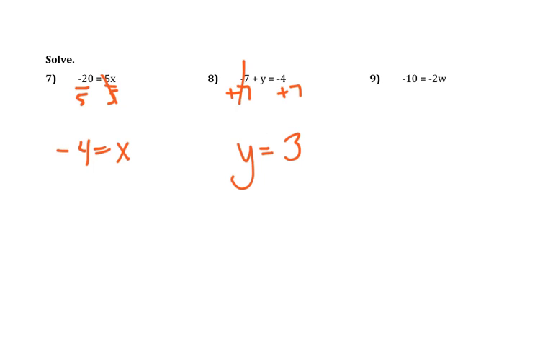Okay, number 9, -10 is equal to -2 times w, so we're going to divide, not add. Divide by -2 on both sides. So we're going to have w on the right hand side, and -10 divided by -2 is a +5.